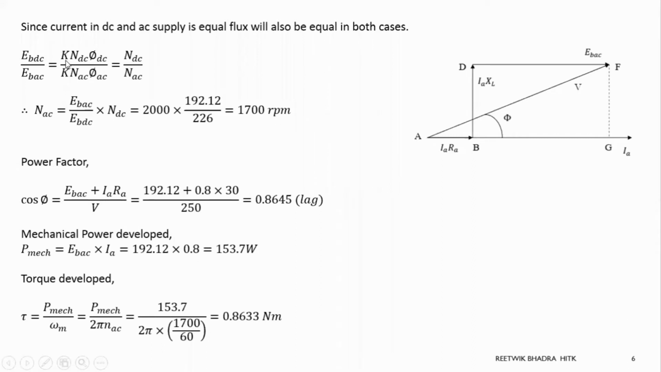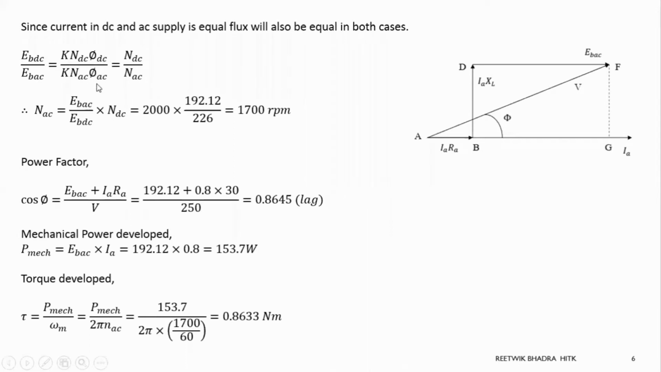See, you can remember all this. EB is equal to KΦN, where K is equal to PZ/60A. All those things come over here. Since it is the DC part, so N_DC Φ_DC. This is AC, so N_AC Φ_AC.